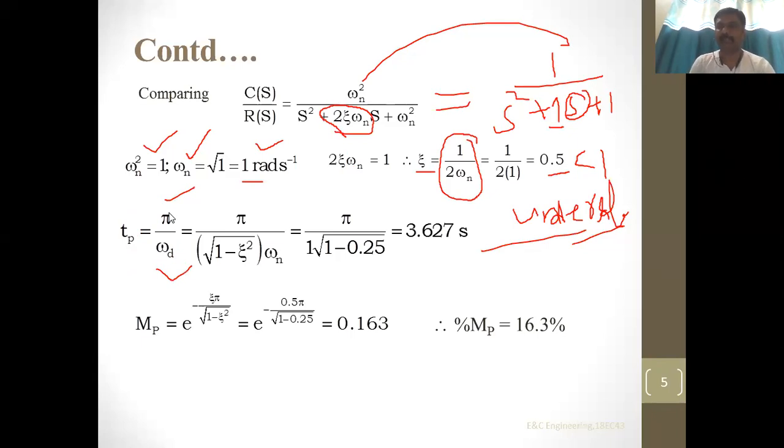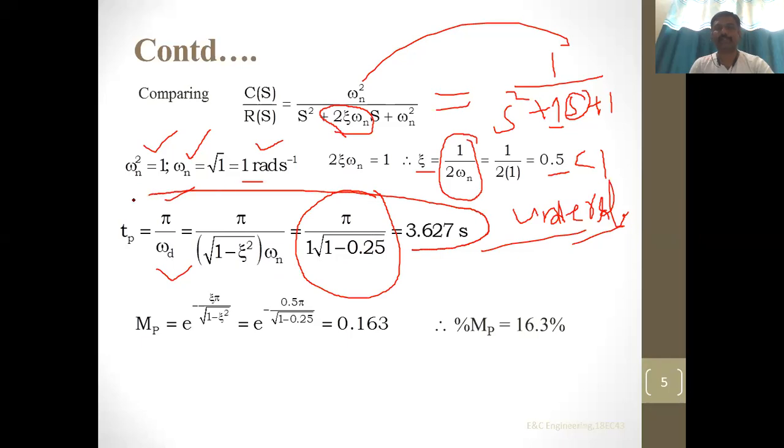Omega n is the undamped natural frequency, wherein omega d is the damped natural frequency, which is given by this relation, omega n into root of 1 minus xi square. Is it okay? Now pi as it is, omega d is omega n into root of 1 minus xi square. 1 as it is, omega n root of 1 minus xi square, 0.5 whole square. Is it okay? After simplification, Tp results with a value pi divided by root of 1 minus 0.25, that is root of 0.75. After simplification, it results with the value 3.627 seconds.